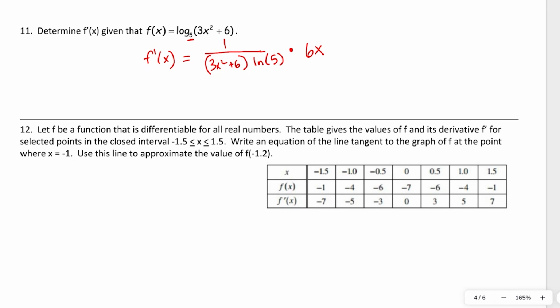So putting it all together, and I really like putting this on the numerator just because it looks so much better without having an extra multiplication there. 6x over 3x squared plus 6 times the natural log of 5.